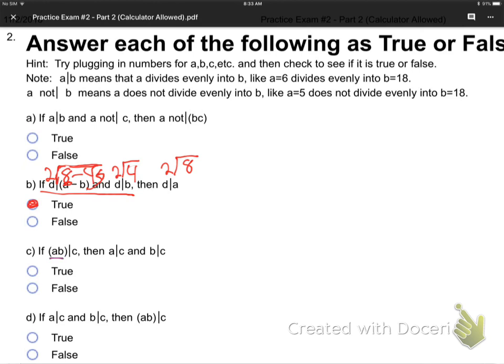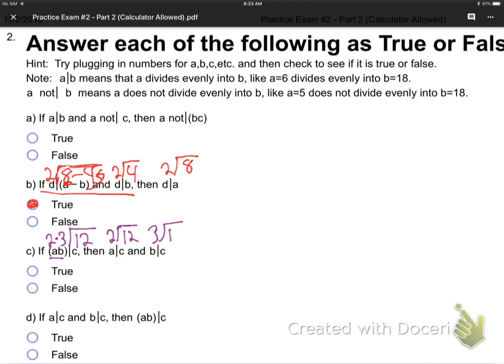If A times B goes into C. Okay, let's go. 2 times 3 goes into, I don't know, how about 12? Right, 6 goes into 12 evenly. Then A, which is 2, will go into C, which is 12. Is that true? Yeah, 2 goes into 12.